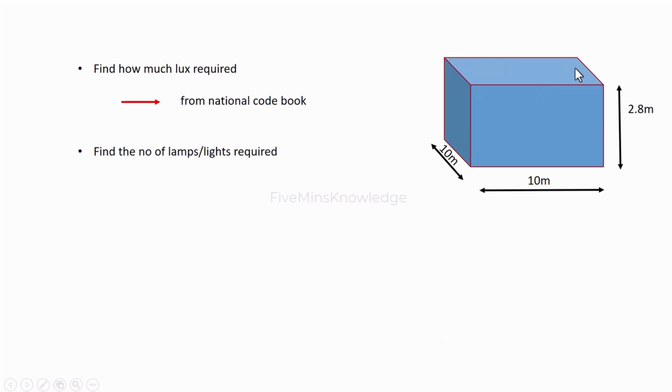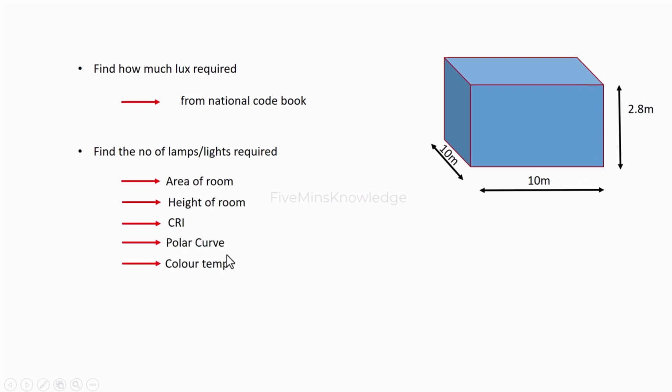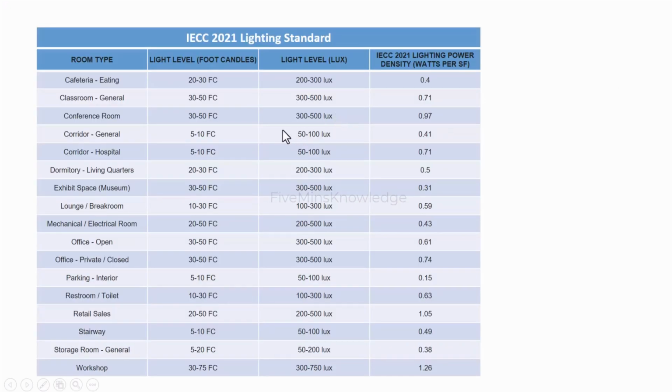And the second thing is, we need to know how many lights are required for this office, and that depends on the various factors we have discussed so far, like area of the room, height of the room, CRI, polar curve, color temperature, IP rating. So depending on these factors, we'll decide the number of lamps or lights required for this size of the room or the office. So let's go to the national code book.